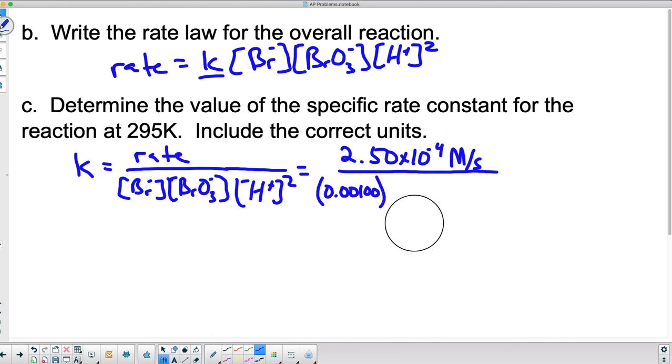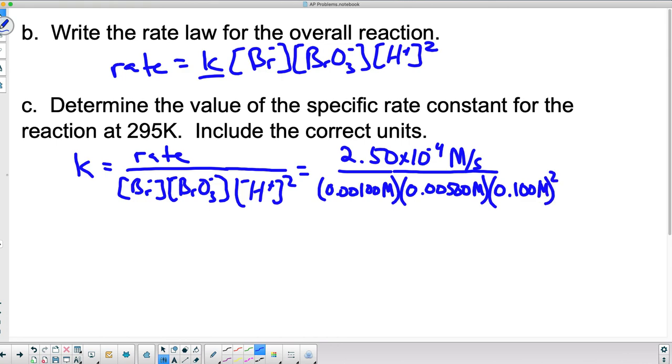So that's going to be 0.00100. Oh, let me put the units in so you can see what's going on. Oh, okay, I just screwed the whole thing up there. Let's try that again. 0.00100 molar. This one is 0.00500 molar, and this one is 0.100 molar, but that's squared. Okay. After I put all of this into the calculator, I get a number, and the number looks like this.